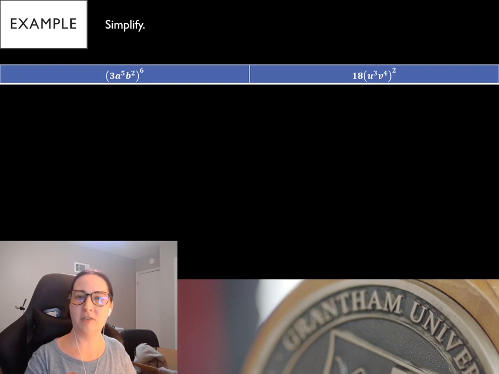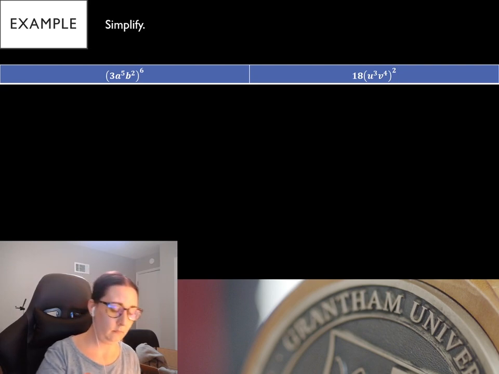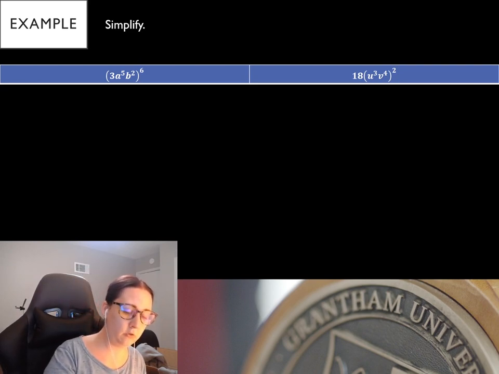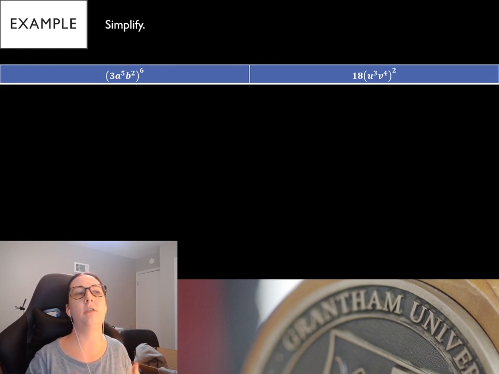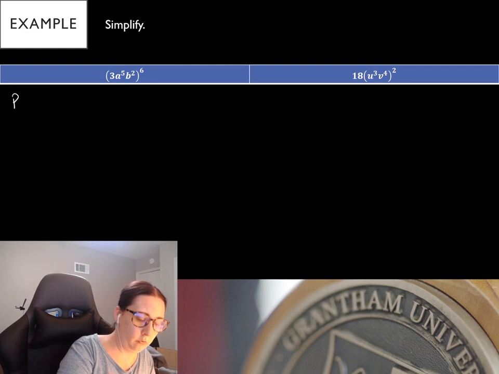So my first example here on the left, I've got in parentheses 3a to the 5th b squared, to the 6th power. So first you use the power of a product rule. And you're going to notice as you do more of these that you always use the same rules over and over again. So we're going to do power of a product rule.